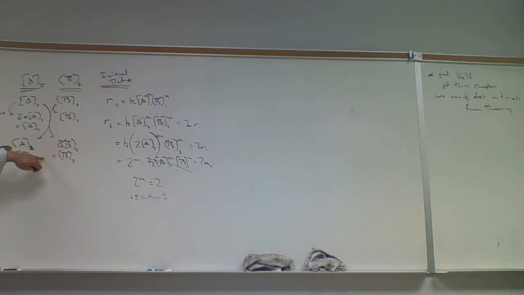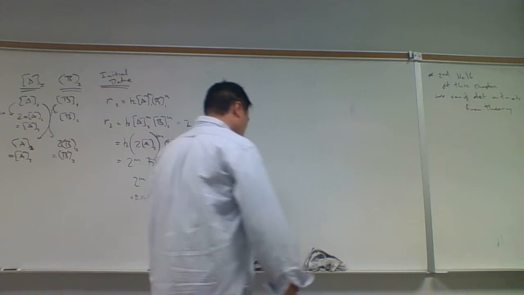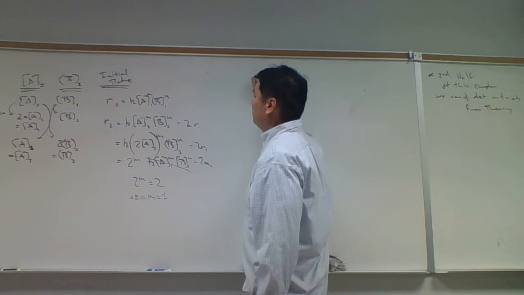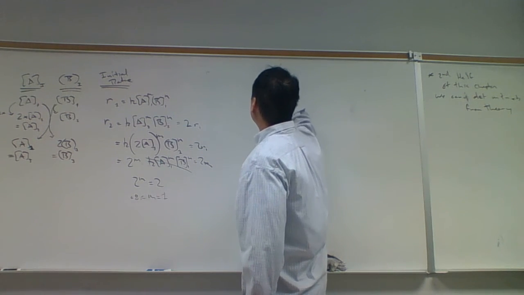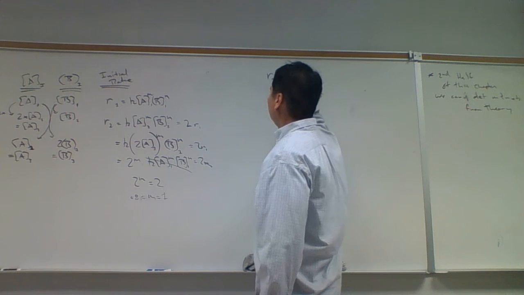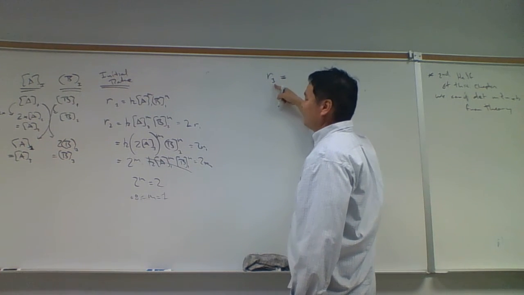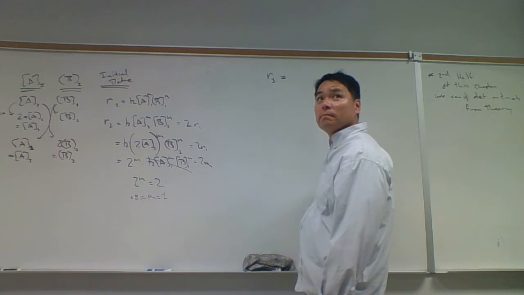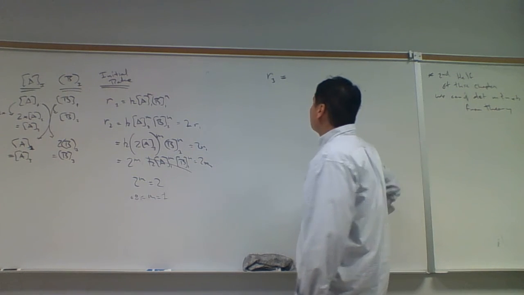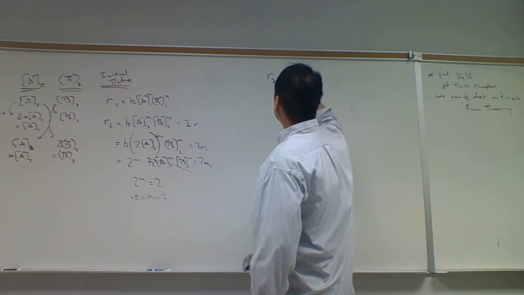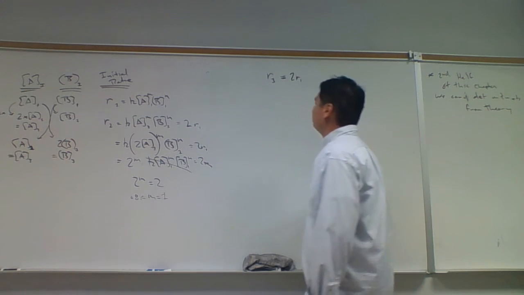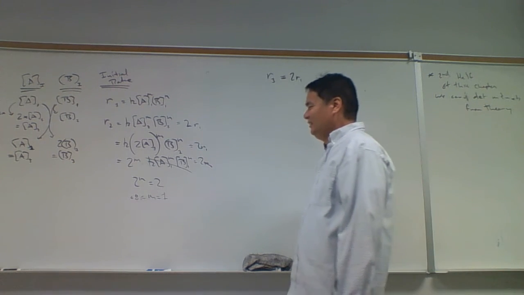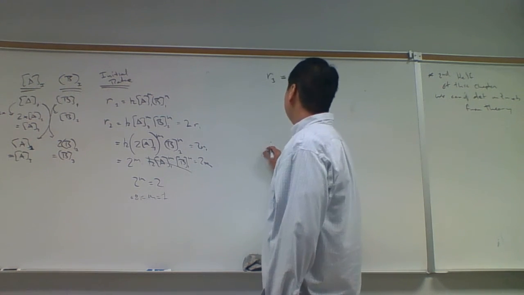So if I do this, this is what I'm going to observe here for B. B, rate of 3, let's say we measure it. When we measure the rate for 3, let's say it comes out 2 times the rate of 1. So if I measure the rate of 3, it comes out 2 times rate of 1, then this is what it means here.